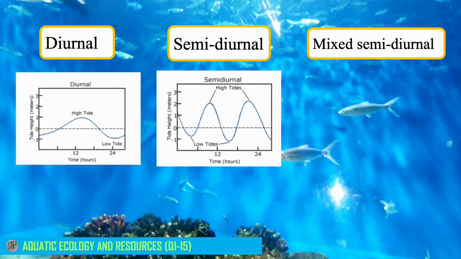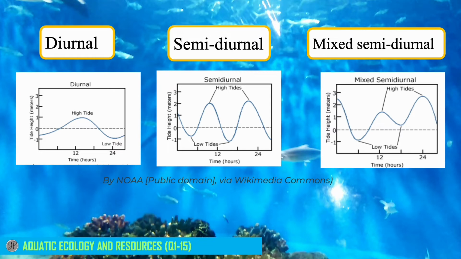Semi-diurnal tides are common along the east coast of North America and Australia, and the west coast of Africa and most of Europe. And lastly, we have the mixed semi-diurnal tides or mixed tides. It is a kind of tidal pattern experienced each day where two high tides and two low tides differ in height. Mixed semi-diurnal tides are found along the Pacific coast of North America.